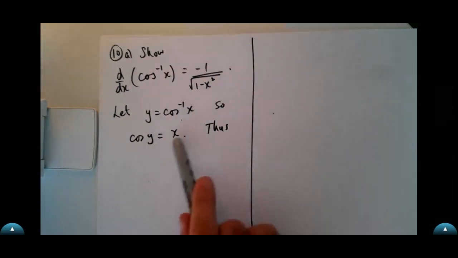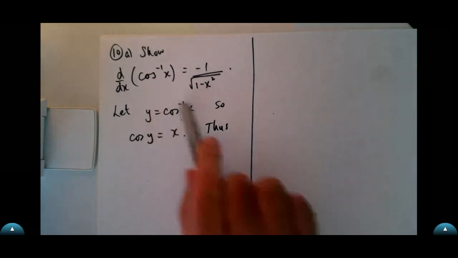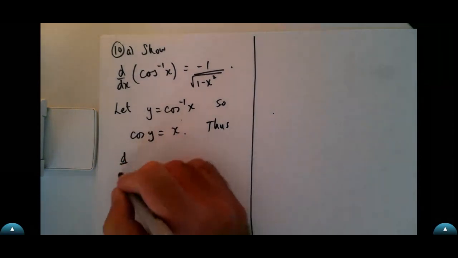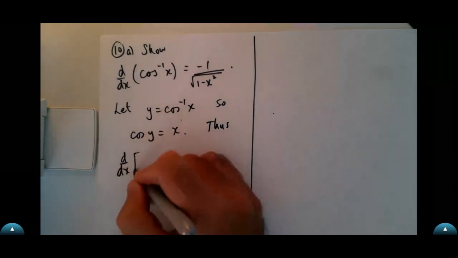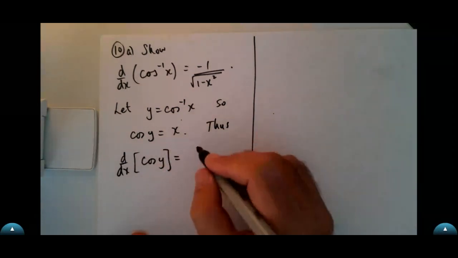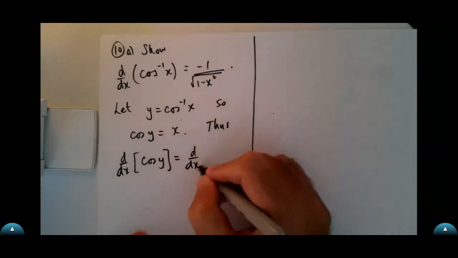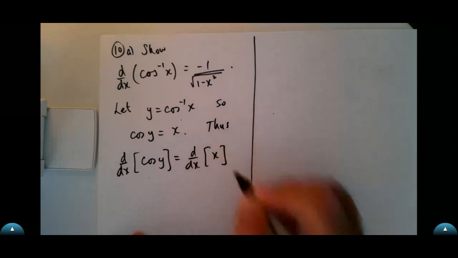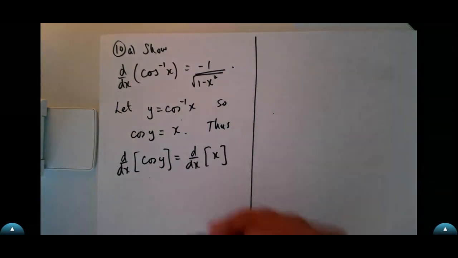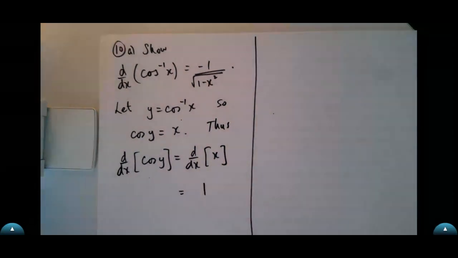So I'm going to differentiate both sides with respect to x. And here, obviously, y is a function of x. So I can simplify this using implicit differentiation and the chain rule. Okay, so obviously this right-hand side is easy. It's going to be 1.